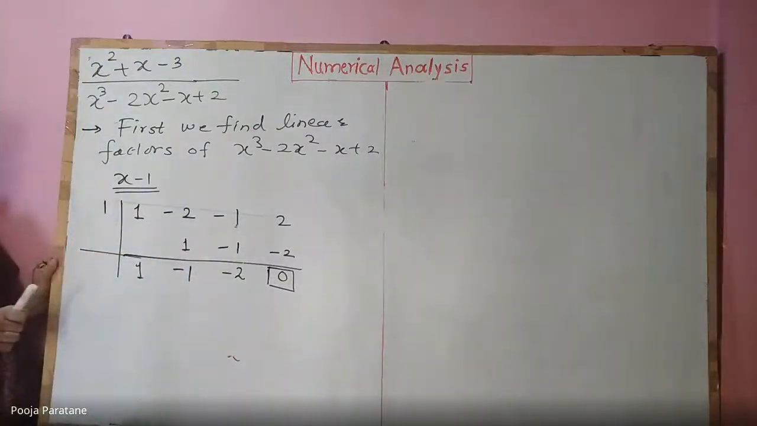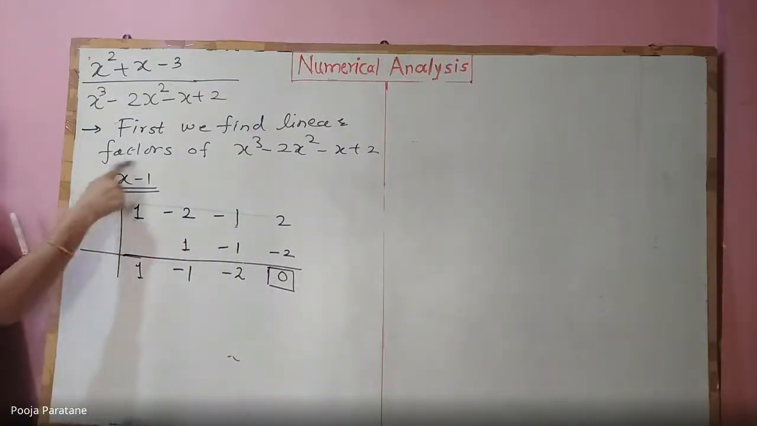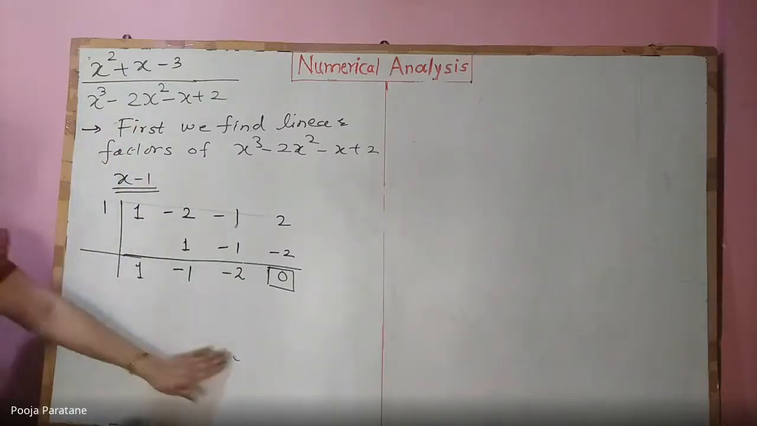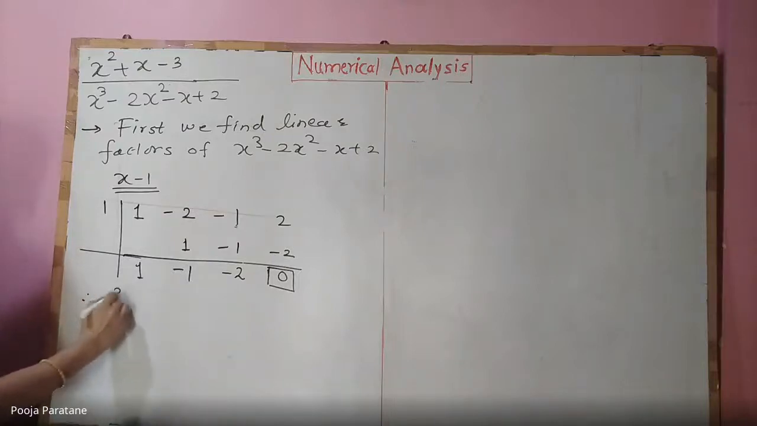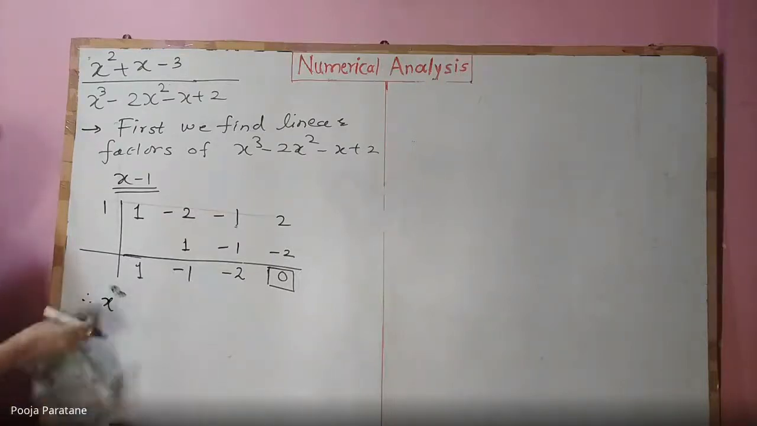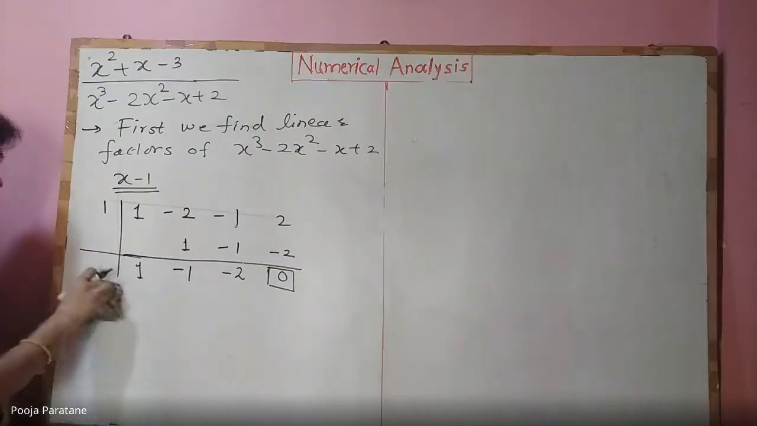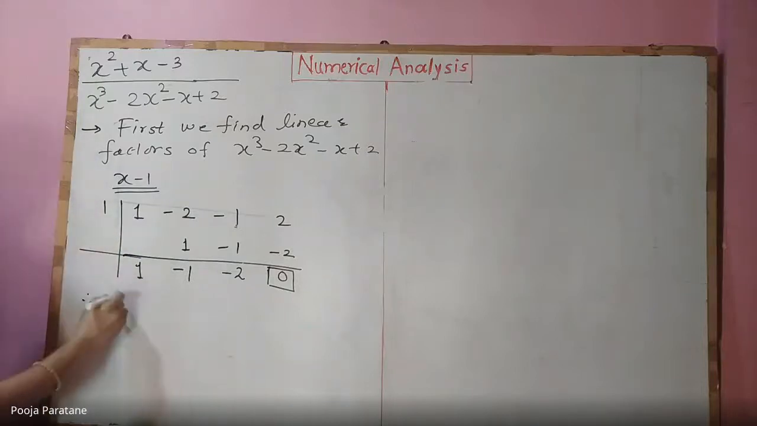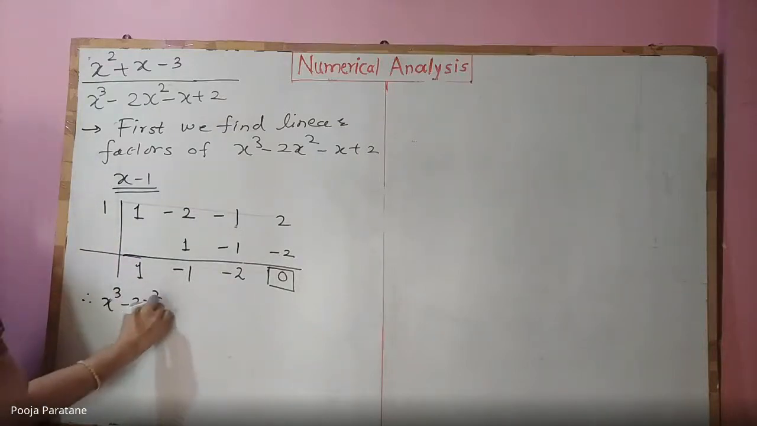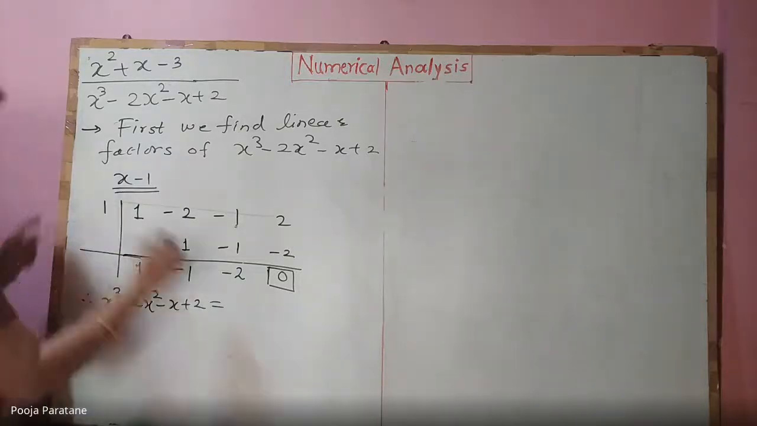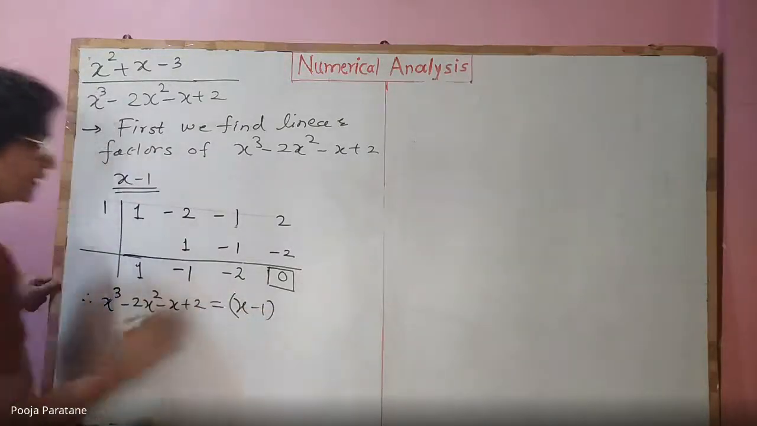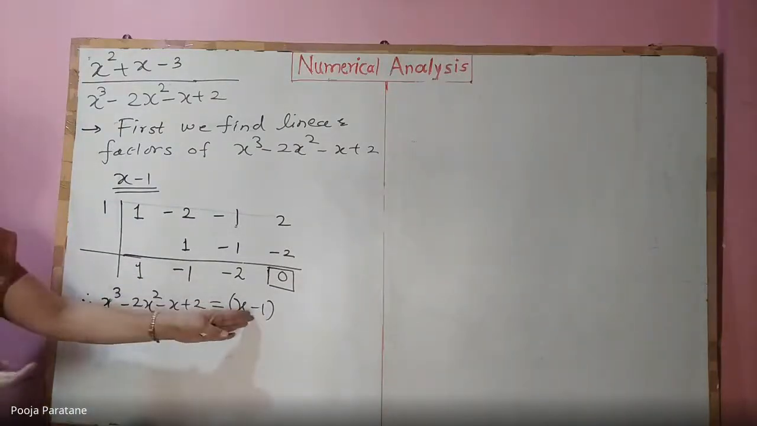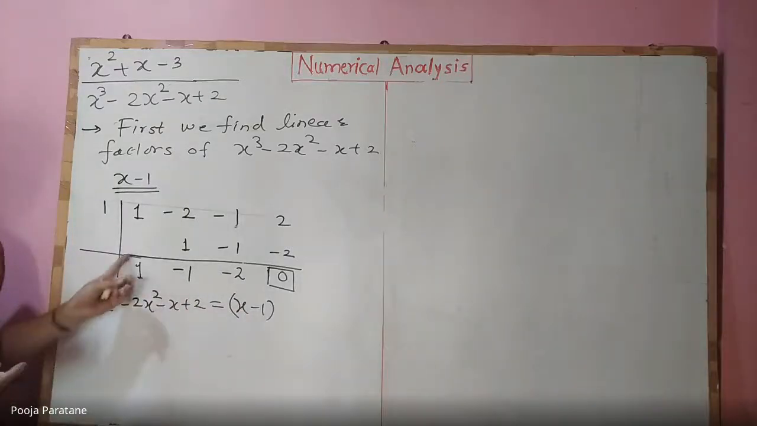It means that x equal to 1, that is x minus 1, is one of the linear factors of this polynomial. And then how to write the factors? As soon as we find one factor, it is easy to find the factors of the quadratic polynomial. x cube minus 2x square minus x plus 2 is equal to, now one factor we have confirmed, it is x minus 1. And now how to write down the remaining? Actually, this is a division, where we are dividing this polynomial by x minus 1.